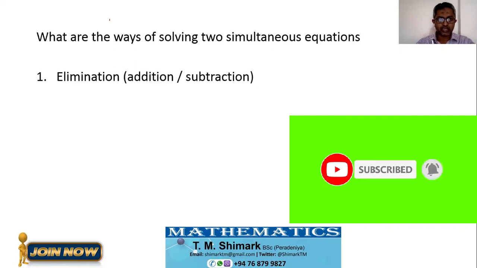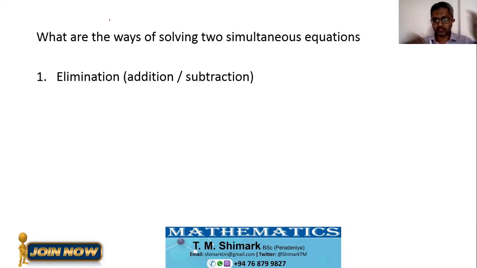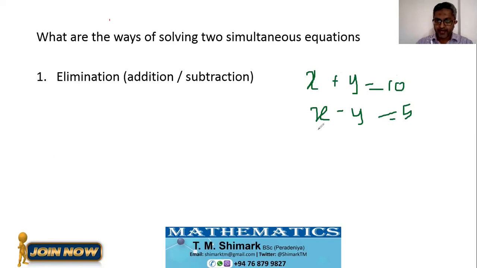What are the solving methods of two simultaneous equations? One is the elimination method, that is addition and subtraction. It was something like this, correct? x plus y equals 10 and x minus y equals 5, which means we add them. We add, that means 2x, x and y will be eliminated. That means 2x equals 15, so we find x. That is the elimination method we call.